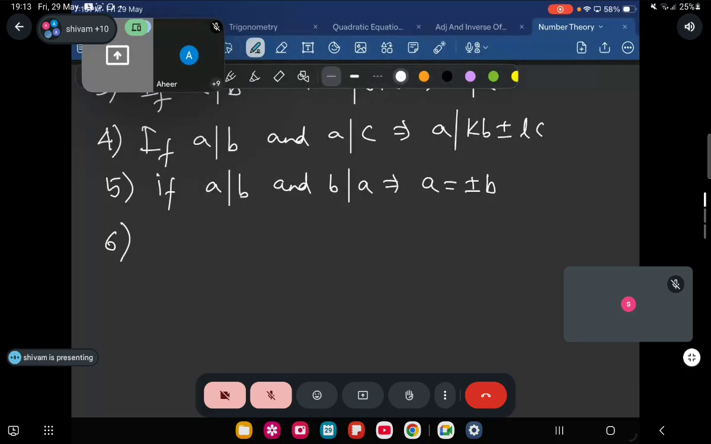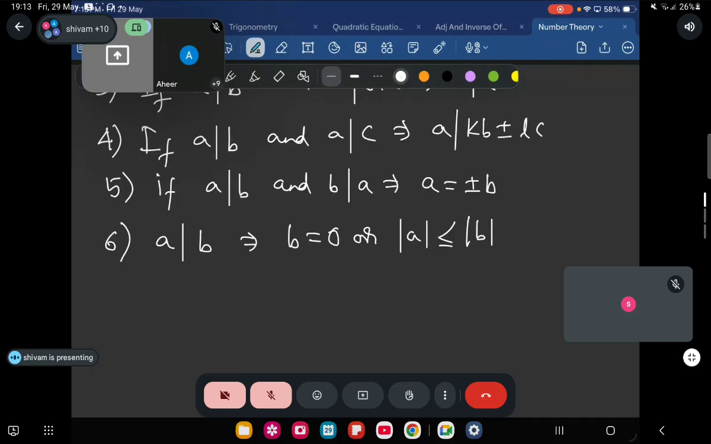Number 6. A divides B implies B equals 0 or mod of A is less than or equal to mod of B. Remember, sometimes this rule is also used in inequalities. If they give you just A divides B, you have to use the inequality: mod of A is less than or equal to mod of B.